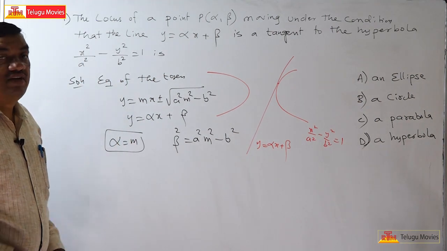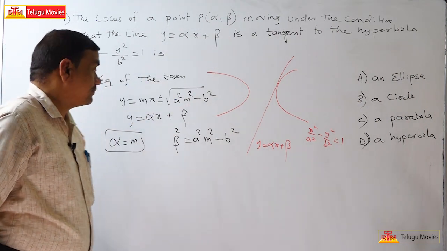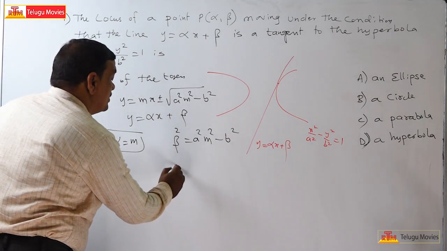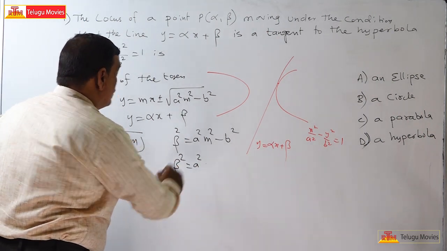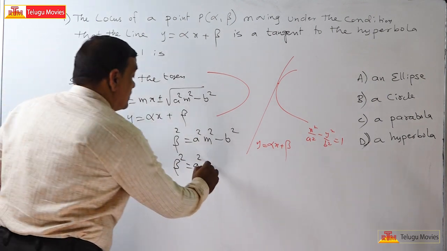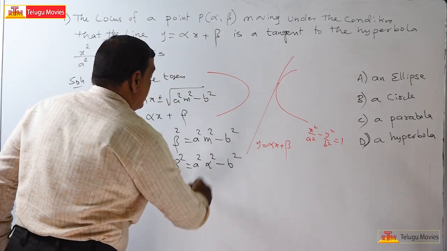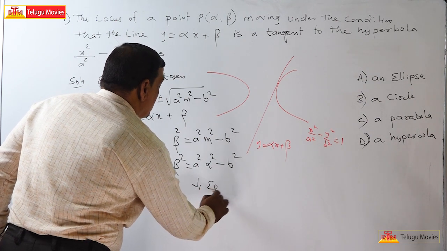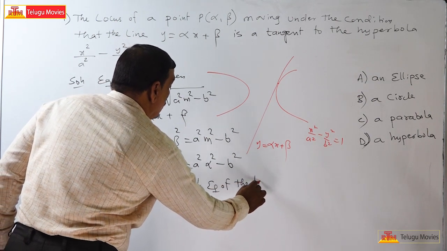Now, we require an equation in alpha and beta. Okay. So, beta square is equal to a square into, in place of m square, can I write alpha square? Yes, alpha square minus b square. This is the equation of the locus.